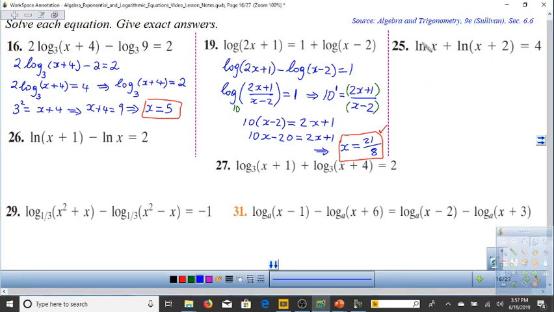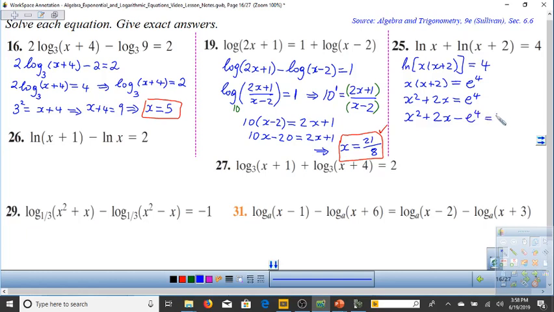So we have 2 here. So we do ln of x times x plus 2, because here we have 2 logs with the same base, equals 4. Then that means x times x plus 2 is equal to e to the 4, because ln is base e. So x squared plus 2x is equal to e to the 4. Now this one here, we cannot get an exact answer for this one because of the nature of exponential of the number e.